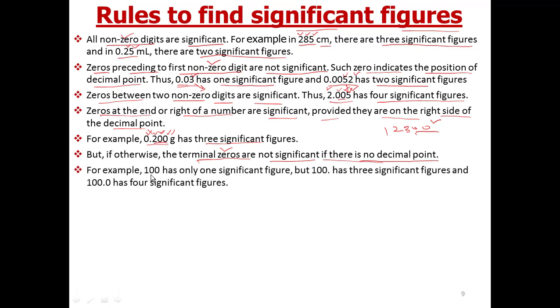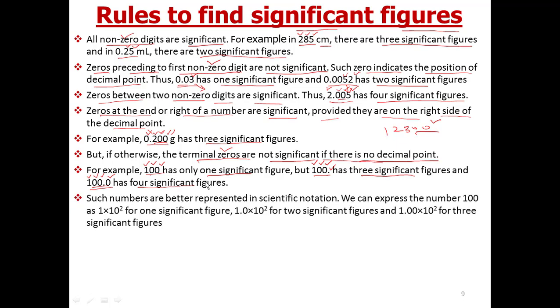For example, 100. As there is no decimal point, these zeros are non-significant, so it has only one significant figure. But 100 point, now if we have a point, then these zeros become significant. Now it has 3 significant figures. And 100.0, as it contains a decimal and the 0 after the decimal is significant, so these zeros are also significant, this 0 is also significant, and this is a number, it is otherwise significant. So it has 4 significant figures.